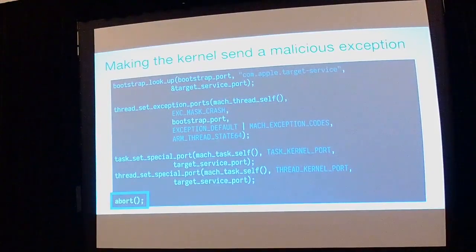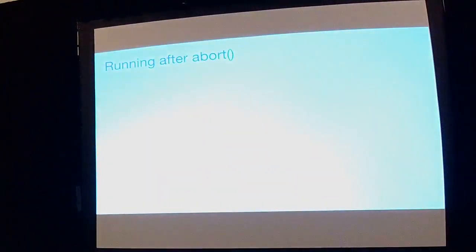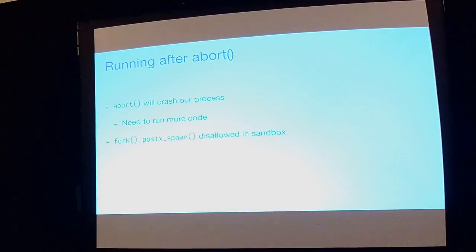Now, all this is great, but it does beg the question. We're calling abort, which is going to crash our process. And we definitely need to run more code if we're going to take advantage of the dangling port that we've just created inside of launchd. And if we try to use the traditional approach of calling fork or posix_spawn to create a subprocess, this is actually going to be blocked by the sandbox profile on iOS. So we can't use these traditional APIs that we're aware of.